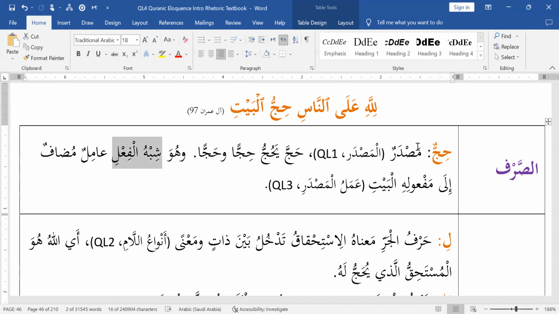We spent an entire unit talking about, in QL3 Advanced Arabic Morphology, the previous textbook, the ashbahul fi'l, the verb resemblers or verbal nouns. You can call them verbal nouns. I like to call them verb resemblers. They have some verbiness in them in the fact that they have amal. They can take a fa'il, they can take a maf'ul bihi. And it's amil, meaning ya'malu.